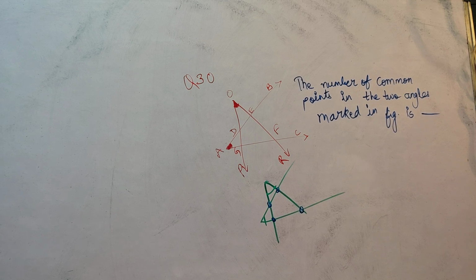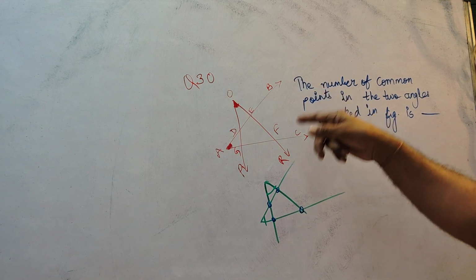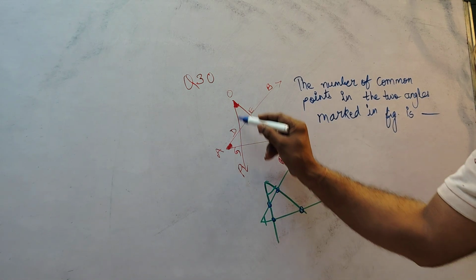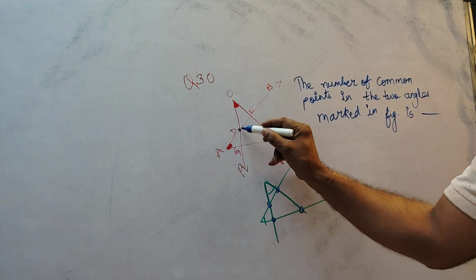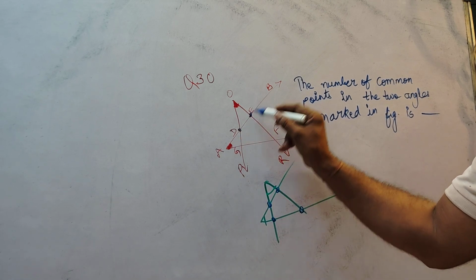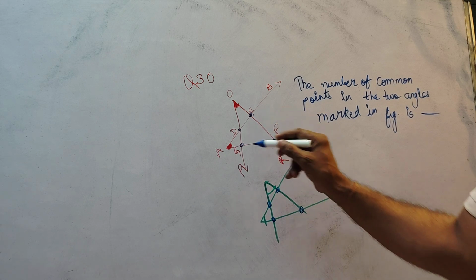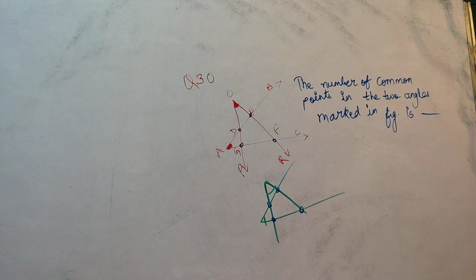Next, question number 30 again: common points are asked. Common points means these intersect. This is the angle A, this is the angle O. Angle A and O are meeting at D. Angle A and O are meeting at E. Similarly G and F. So there are 4 points. So we can fill in the answer 4 as the common points between these two angles O and A.